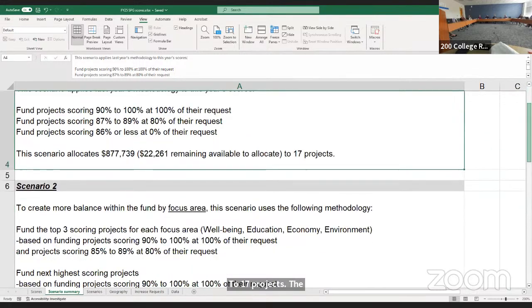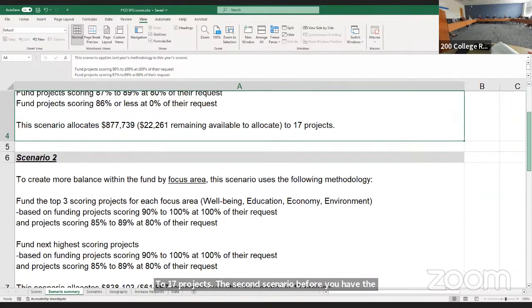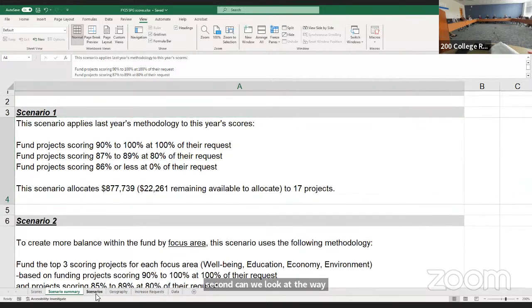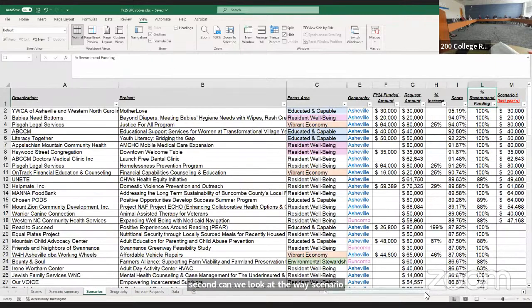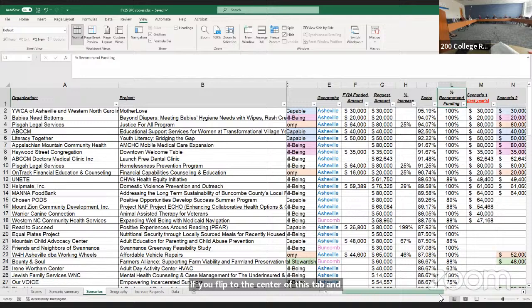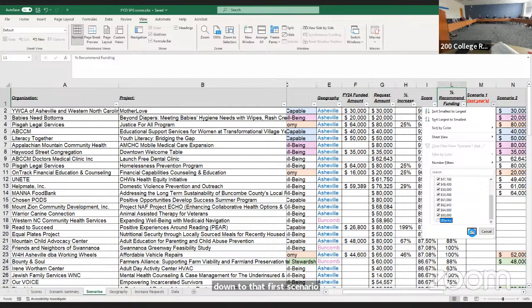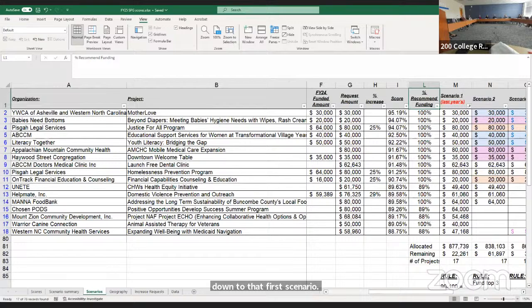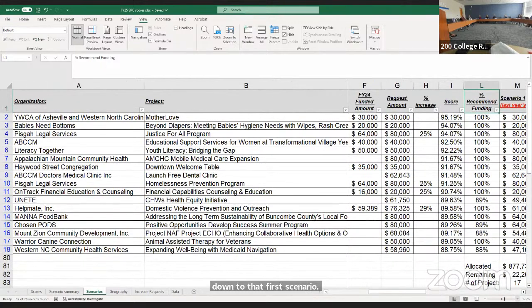The second scenario. Before you go to the second, can we look at the way scenario 1 looks on the Breaks screen and see? If you flip to the scenarios tab and just filter down to that first scenario. So with this scenario, you would be basically funding projects from YWCA down to Nana Food Bank.